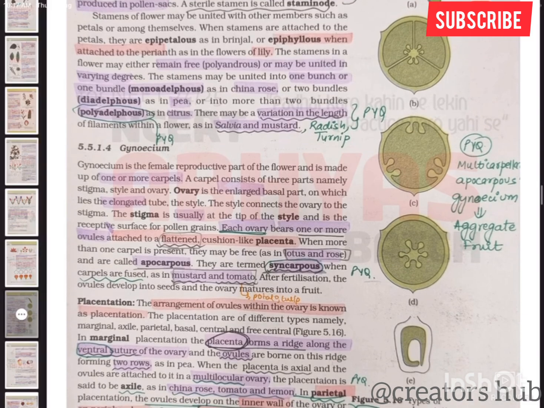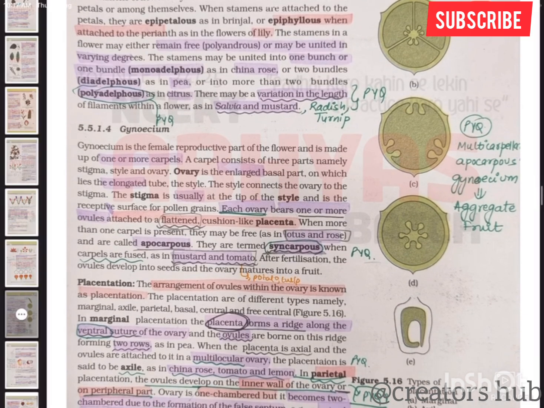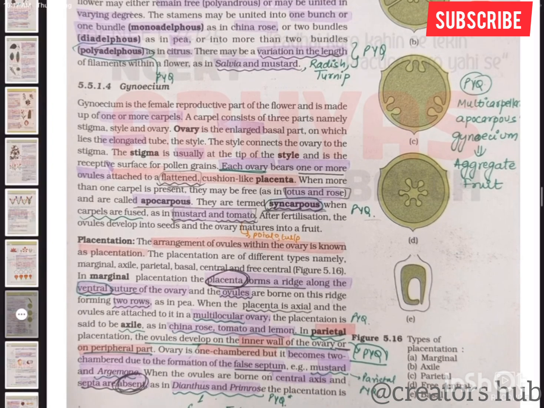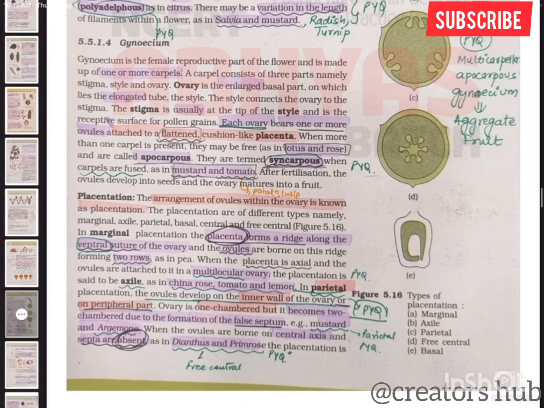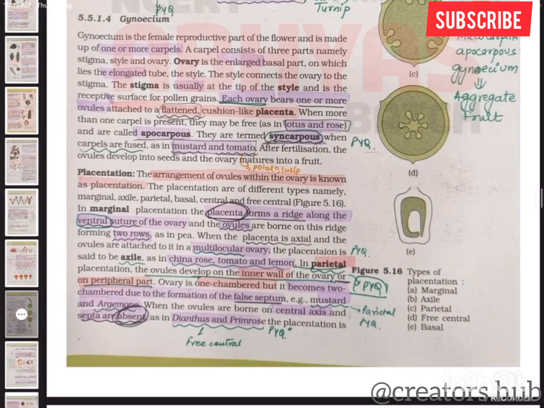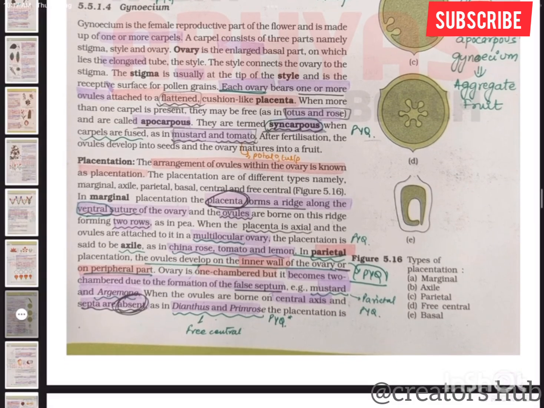There may be variation in length of filaments within a flower, as in salvia and mustard. Gynoecium. Gynoecium is the female reproductive part of the flower and is made up of one or more carpels. A carpel consists of three parts, namely stigma, style, and ovary. The ovary is the enlarged basal part on which lies the elongated tube, the style.